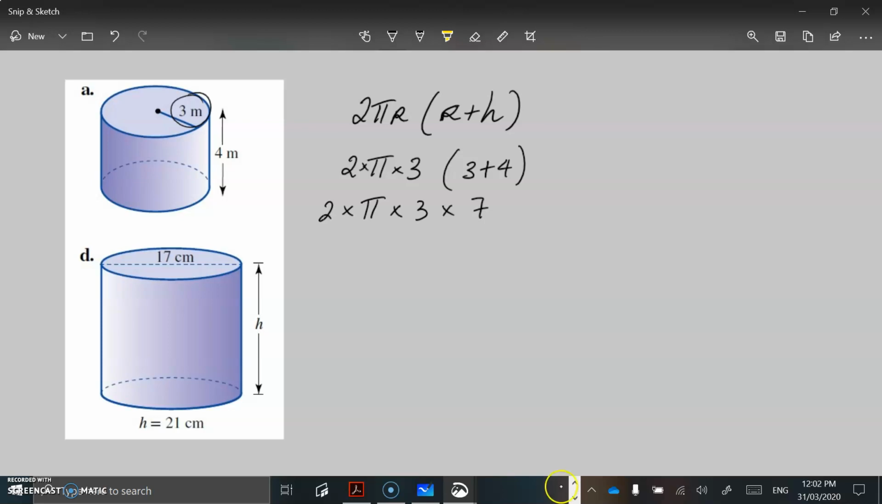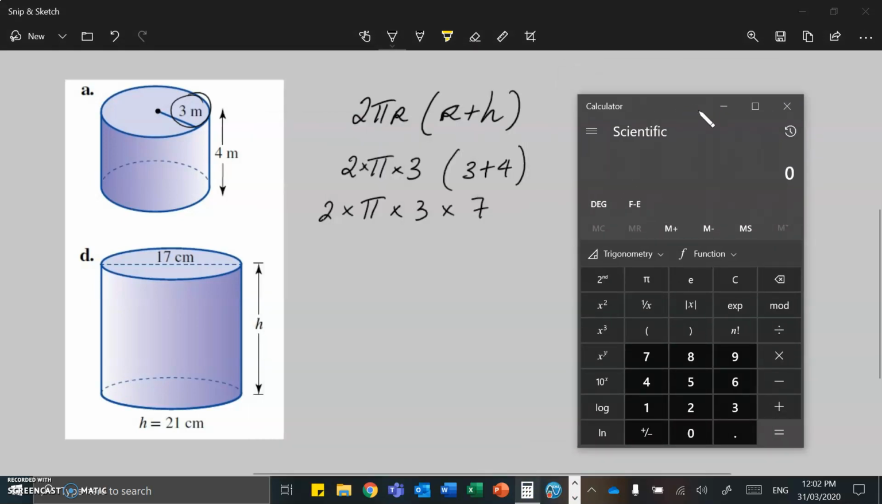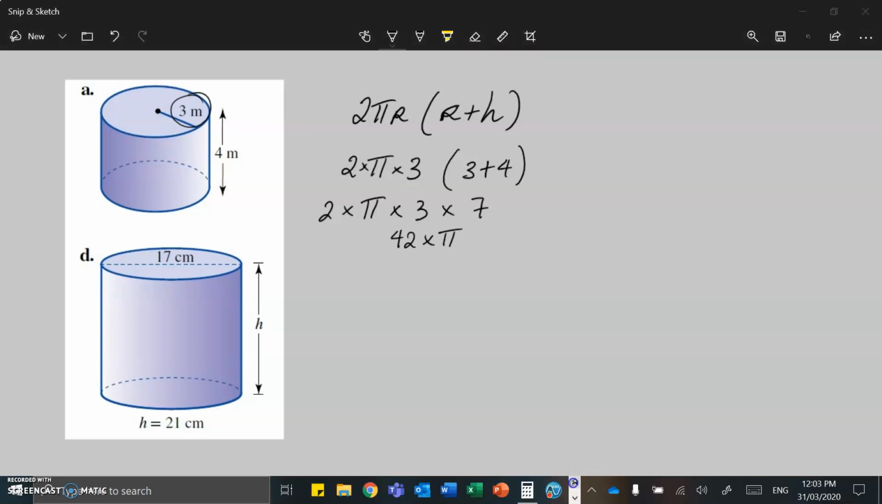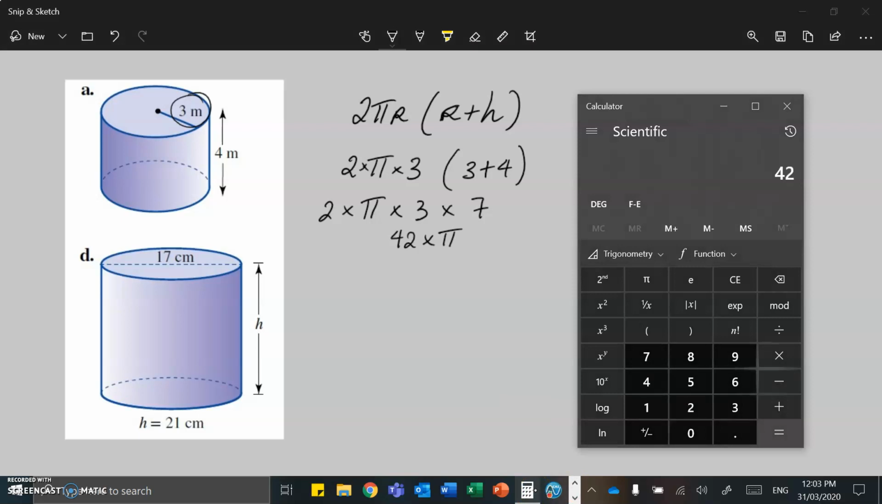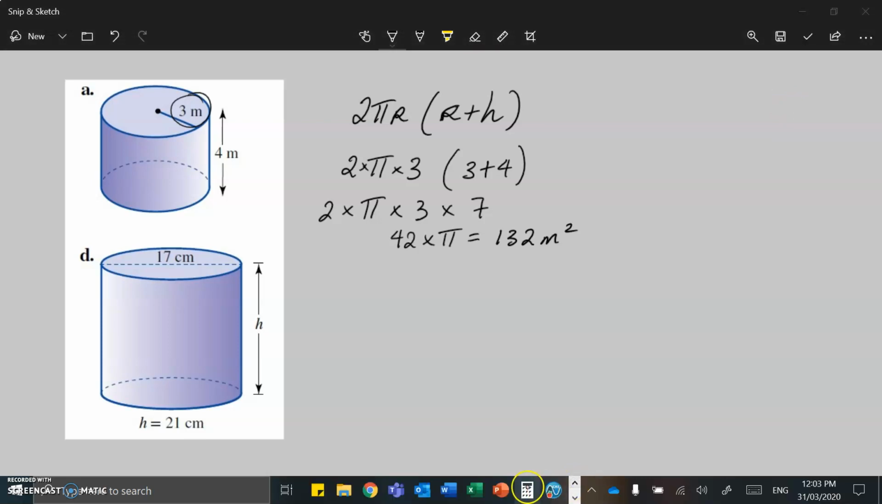Okay, all right, so let's put that in our calculator. We can abbreviate it as well if we want to. 2 times 3 is 6. 6 times 7 is 42. So you could say 42 times pi is what we'll end up having. So 42 times pi is 132. So let's just abbreviate it, 132 meters squared. Okay, so that's our total surface area for that cylinder.